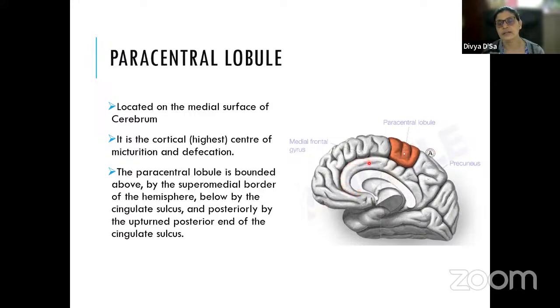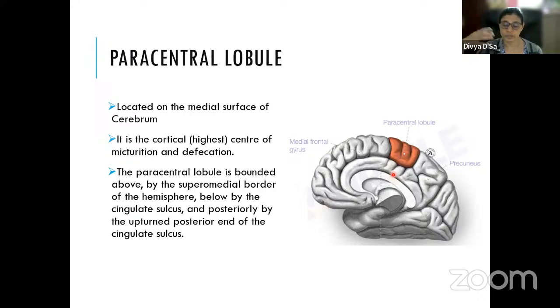This is the callosal sulcus. This is the cingulate gyrus. This is the cingulate sulcus. This one has an offshoot here. So this is where the paracentral lobule will lie.